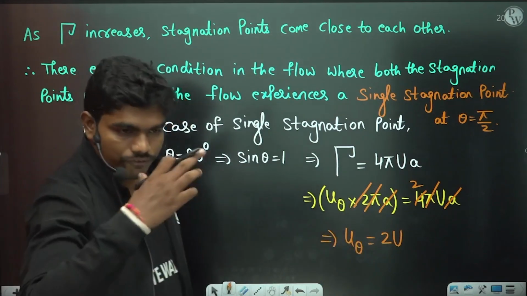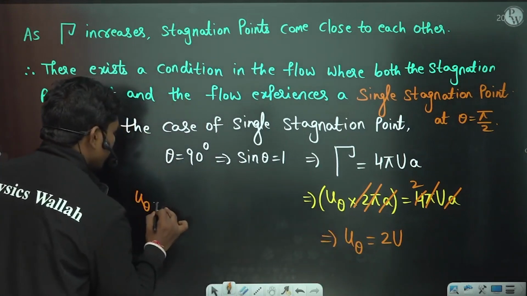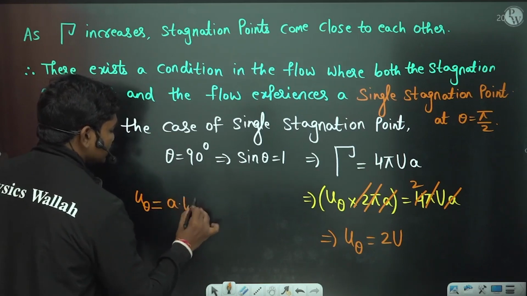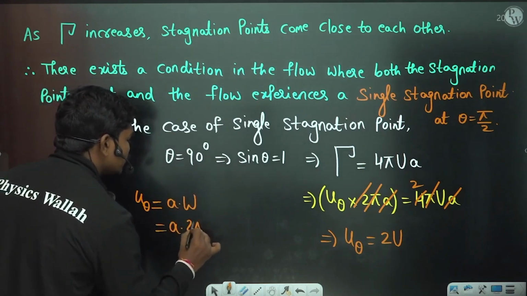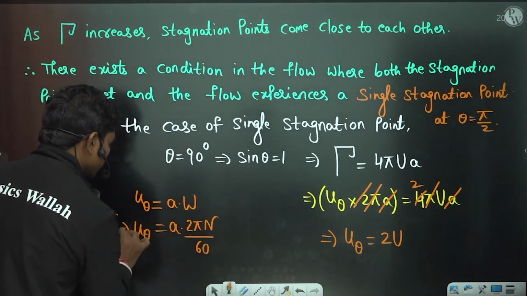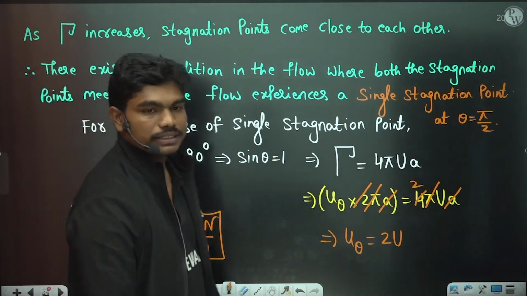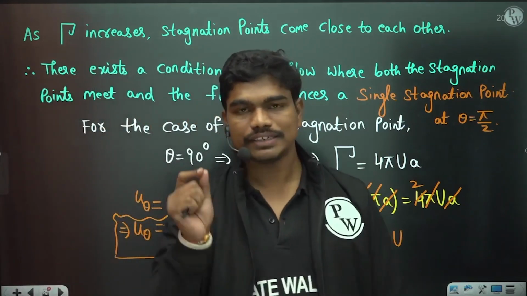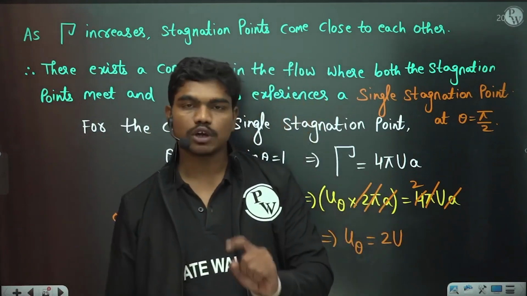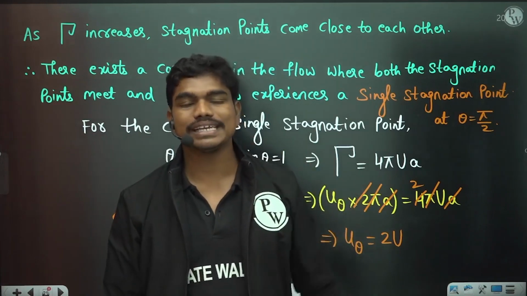So whenever the peripheral velocity on the top of the cylinder, and what is u theta? U theta is equal to r times of omega, which is a times of omega here in this case, which is a times of 2 pi n by 60. So this is u theta in this case of rotating cylinder. Okay, so u theta is equal to a into 2 pi n by 60. So this u theta, the peripheral velocity on the cylinder, should be equal to 2 times of the free stream velocity for both stagnation points to merge, and you can see only a single stagnation point.